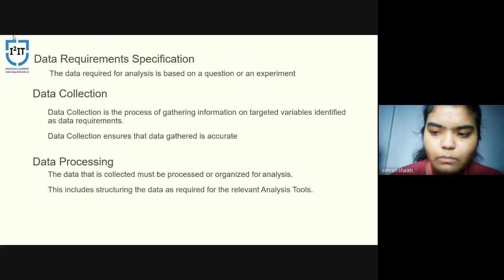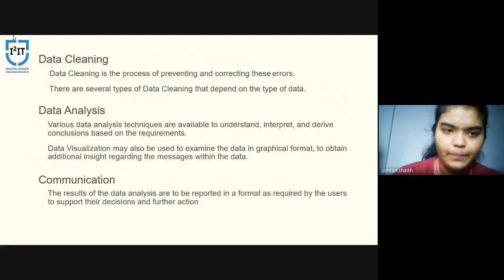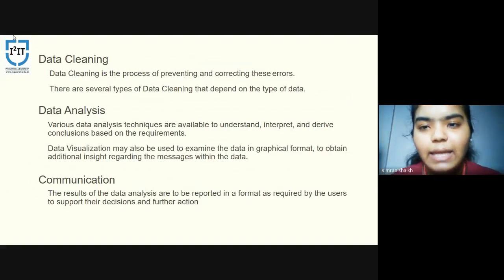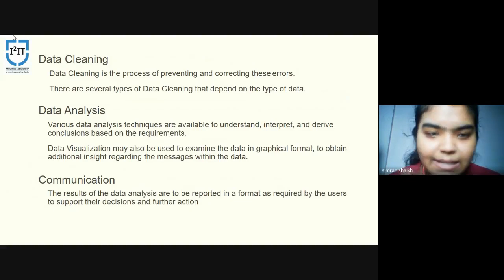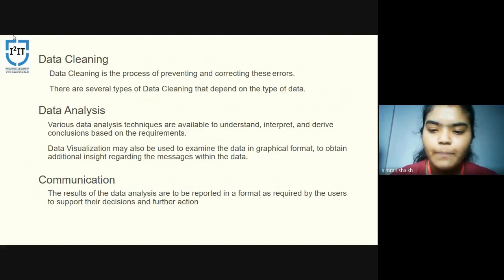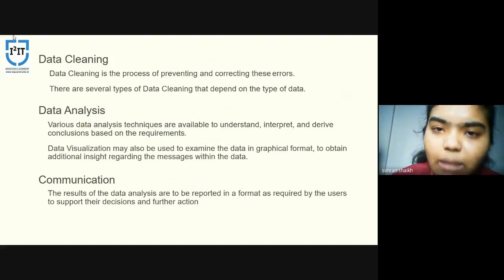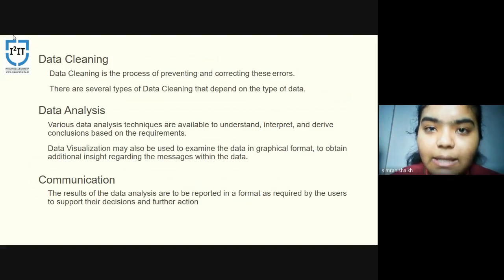Now, moving on to the next slide, data cleaning. Data cleaning is the process of preventing and correcting errors. Now, what errors I'm talking about is that the organized data might be incomplete. It might contain some duplicates. It might contain some errors.